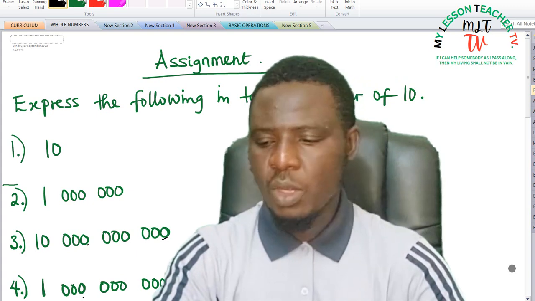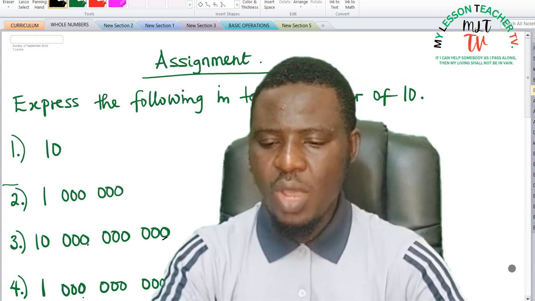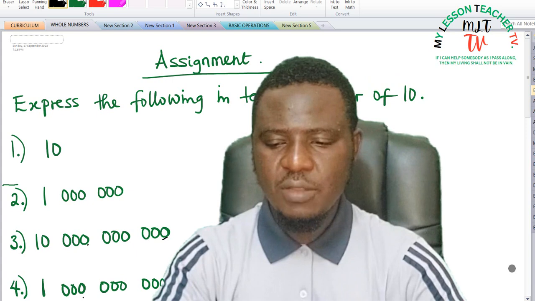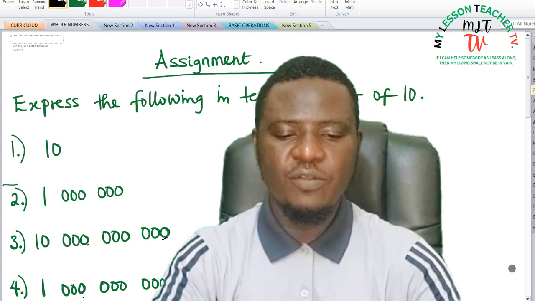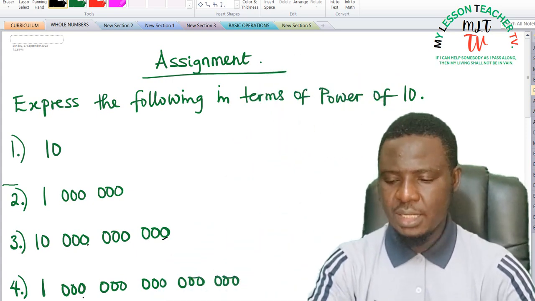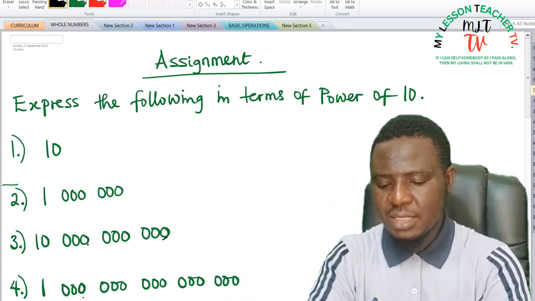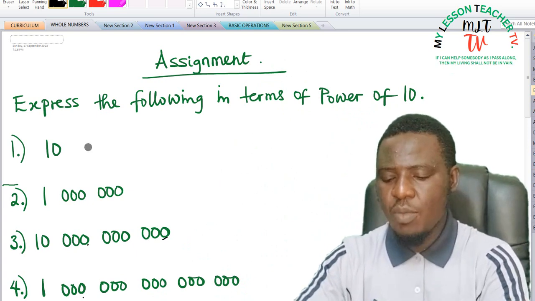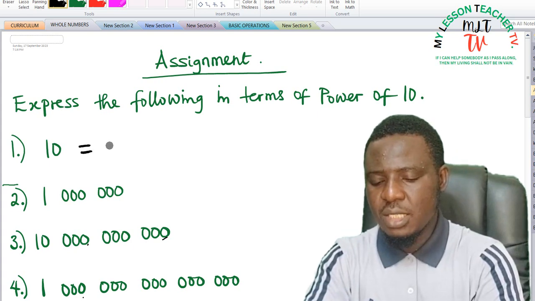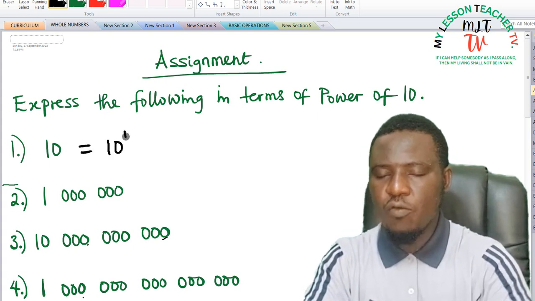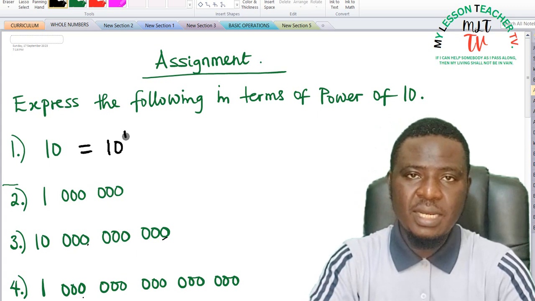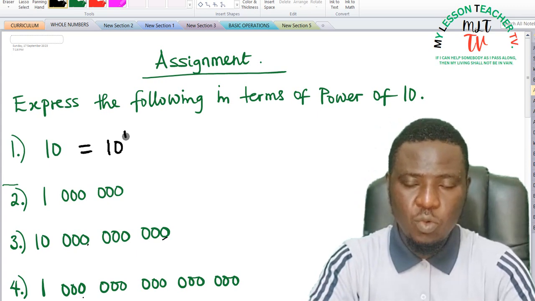So in the assignment 1, you are asked to express the following in terms of power of 10. 1 is 10, and I did say to you in the last class, 10 can be expressed in standard form as 10 raised to the power of 1 because it is 10 multiplying itself once.